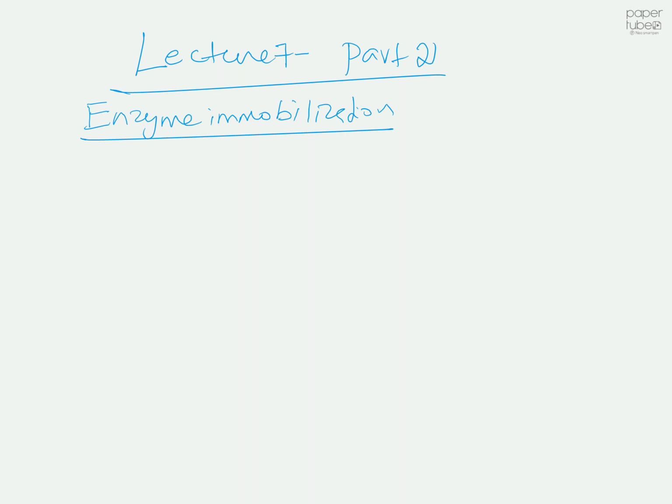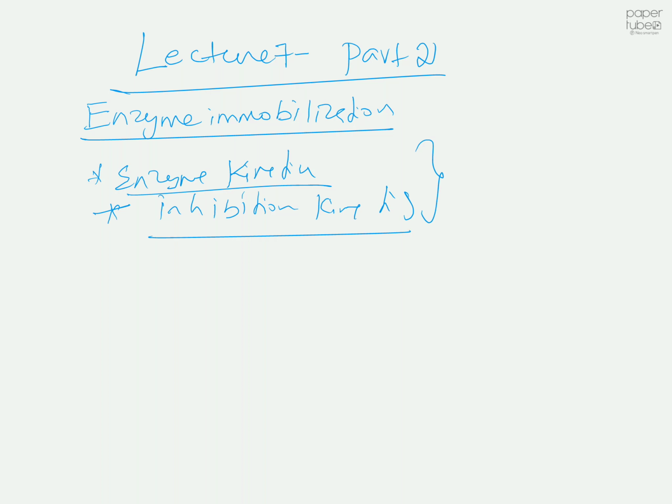In this lecture we are going to cover enzyme immobilization. We already discussed enzyme kinetics, and then we also covered enzyme inhibition kinetics. While we were learning these two topics, all we assumed is that you have an enzyme, and then it combines with a substrate, it forms some enzyme-substrate complex, and then eventually you get some products plus your free enzymes back into the solution.